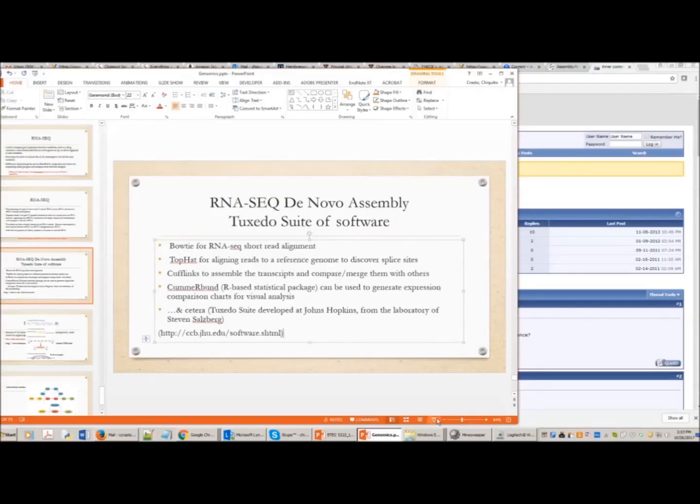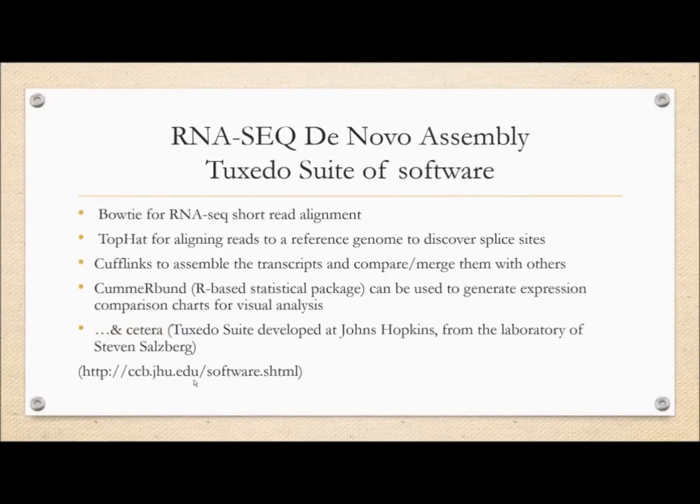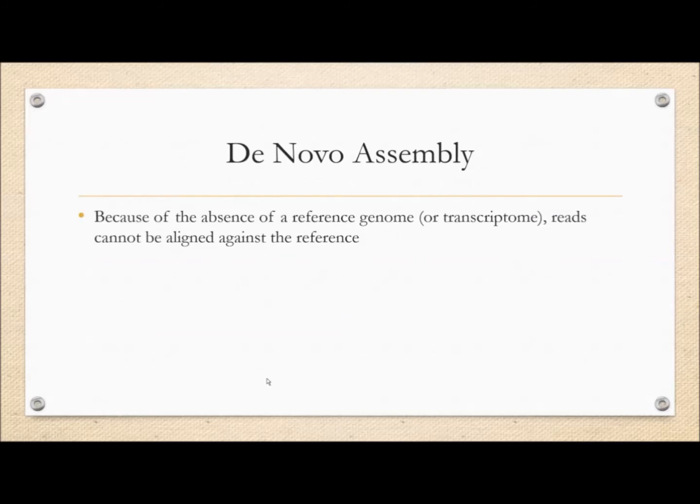So at Johns Hopkins University, you'll be able to access the software. I think all of it is free. Now let's end this by talking a little bit about de novo assembly. De novo assembly is needed because of the absence of a reference genome or transcriptome. The reads cannot be aligned against a reference.